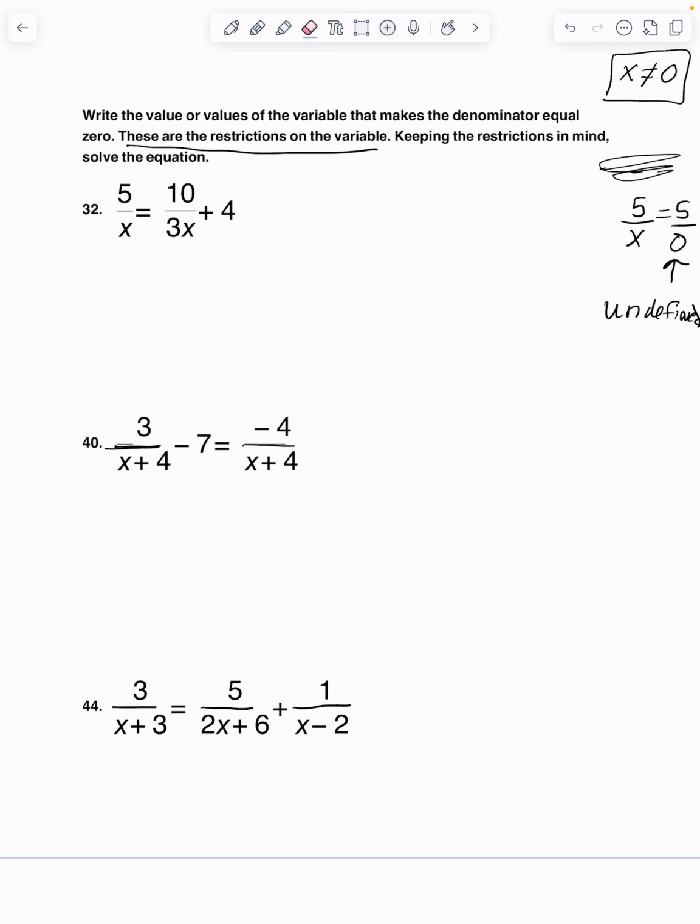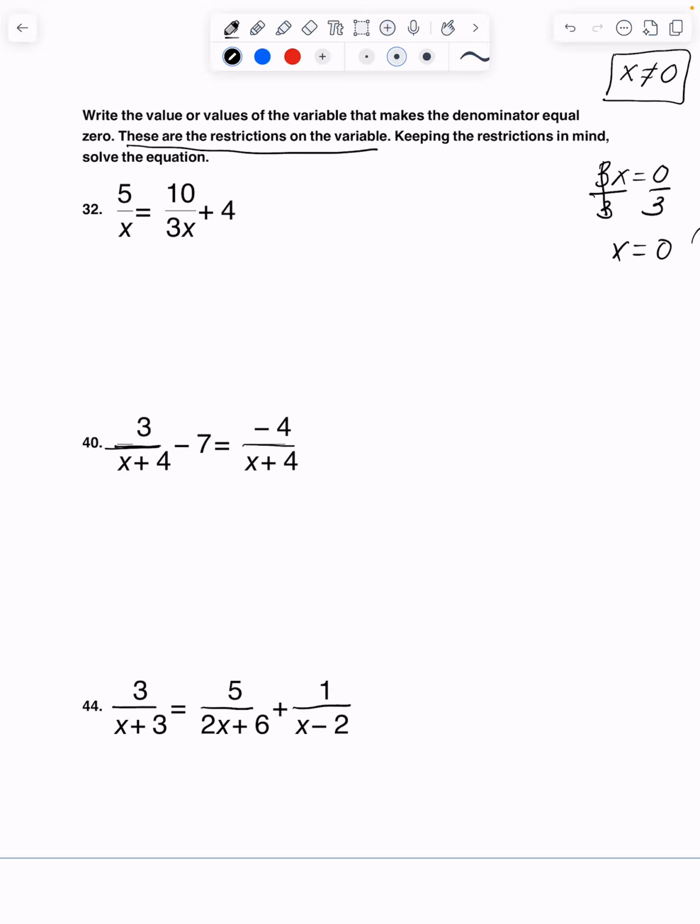All right, so that was the first denominator. Let's look at the second denominator that has a fraction in it. The second denominator is 3x, so let's think about that. If I let 3x equal 0, let's solve for x. I'm going to divide both sides by 3. So 0 divided by 3 is 0. So again, x comes up to be 0. So in reality, I only have one restriction on the variable. I'm going to solve this problem, and I'm going to keep in mind that I can have any answer in the world except 0.